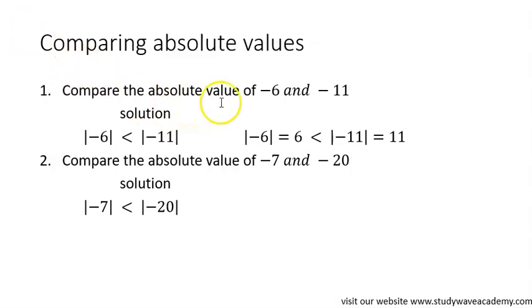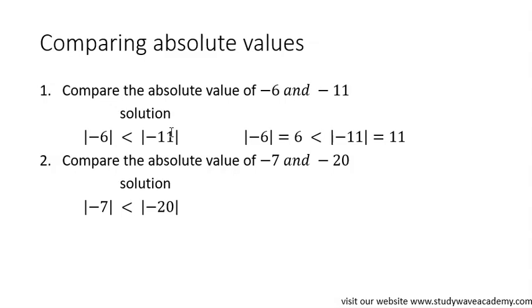We have to compare the absolute value of -6 and -11. So the absolute value of -6 is less than the absolute value of -11. What do we mean by that? That is, the positive 6 is less than 11. You know 11 is greater than 6. So 6 is less than 11.